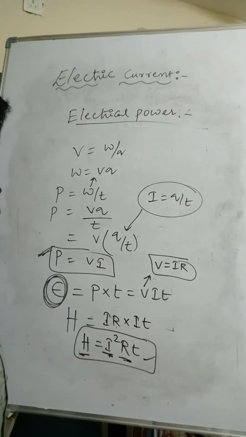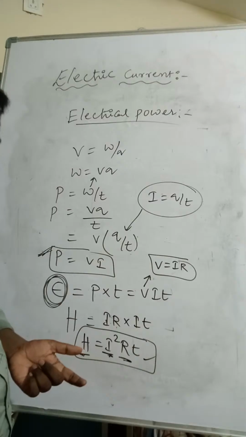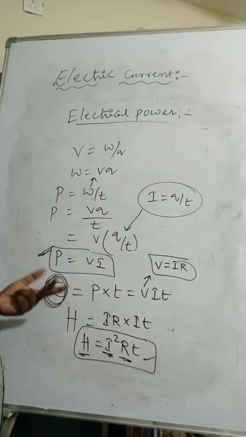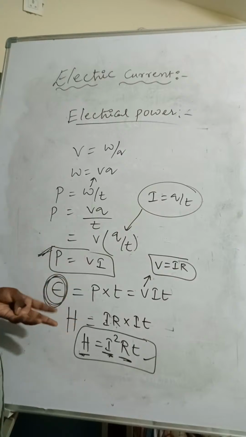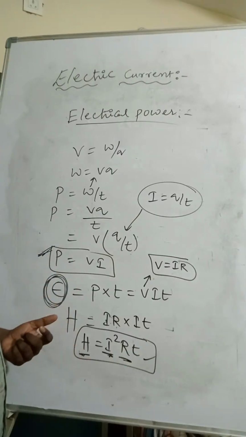Applications of heating effect of electric current are where we are using electrical kettle, electrical oven, heater, all these examples, and electrical cooker. In all these areas, heat will be produced.